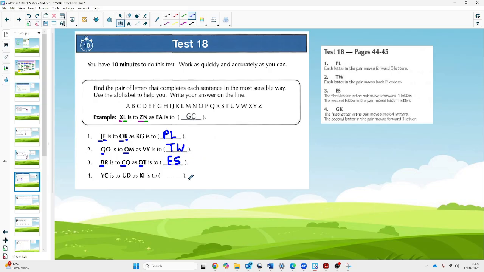So it's ES. Looking at number 4, we've got Y and C. U is to UD as KJ is to. So again, we're going to do Y to U, and that's 1, 2, 3, 4 backwards. So we need to do K backwards 4. 1, 2, 3, 4 gives me a G. And then we're going to do C to D, which of course is consecutive, and J, the next letter, is a K. So the answer is GK.